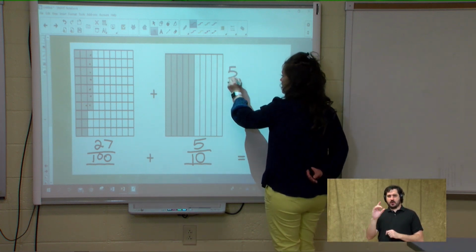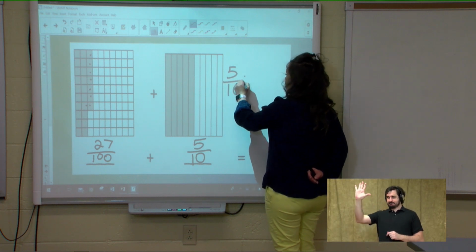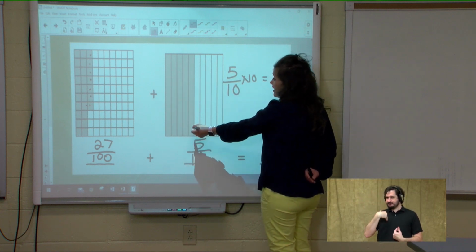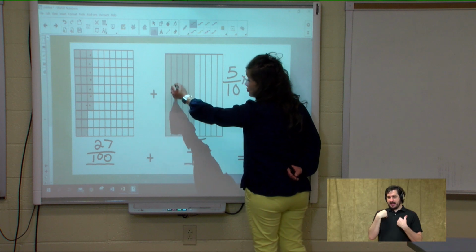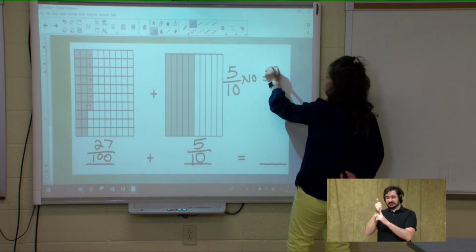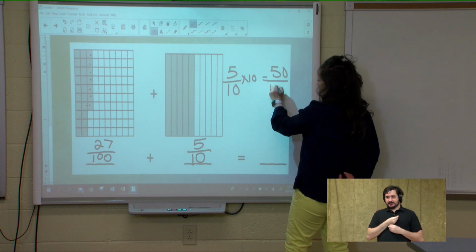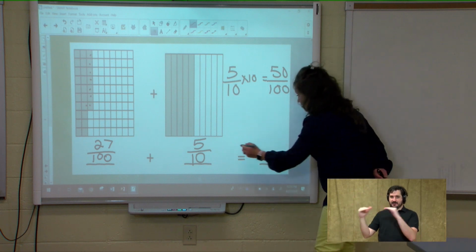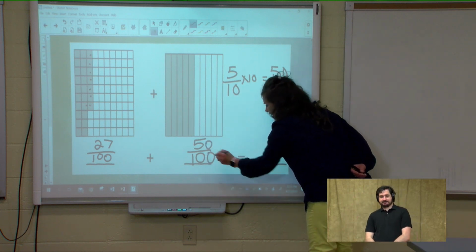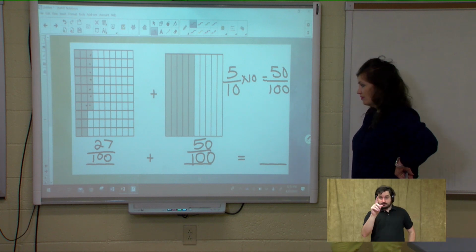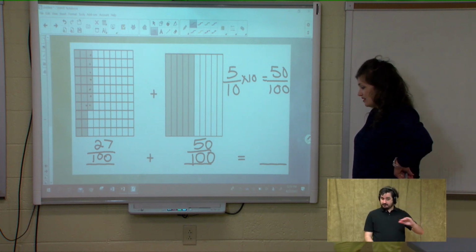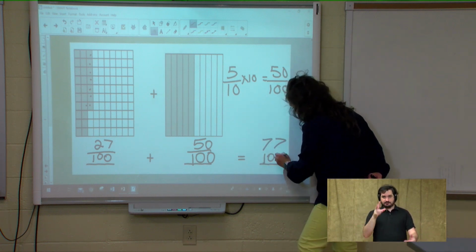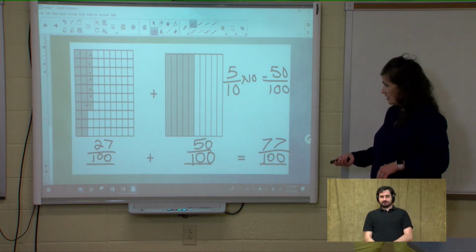I have to convert 5 tenths into hundredths, right? And I can come over here to the side and I can do that by multiplying by 10, because I know if I have 5 tenths, I have 10 hundredths in each of those, so I can multiply by 10 and get 50 over 100. So I would have 50 hundredths. All right, now can I add those fractions up? 27 hundredths plus 50 hundredths would be 77 hundredths. Very good, guys.